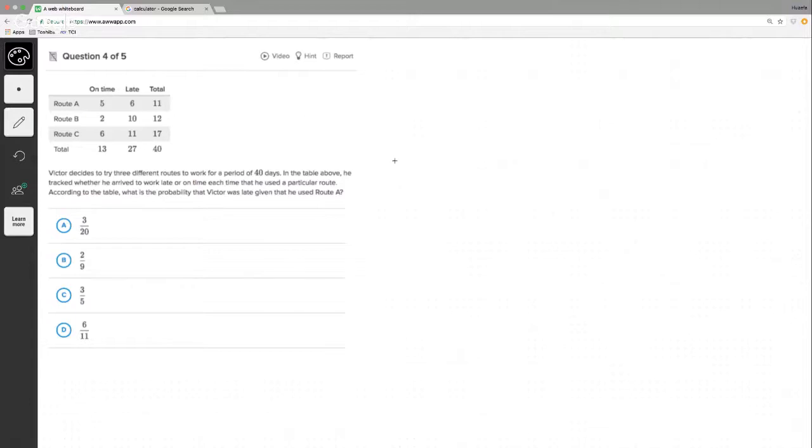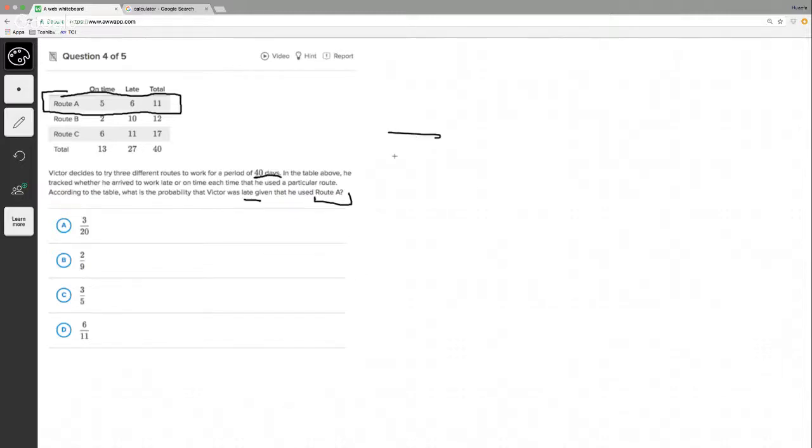Victor decides to try 3 different routes to work for a period of 40 days. In the table above, he tracked whether he arrived to work late or on time each time that he used a particular route. According to the table, what is the probability that Victor was late given he used route A? So we know he used route A. We're not worried about the 40 or anything. What is the probability that he arrived late?